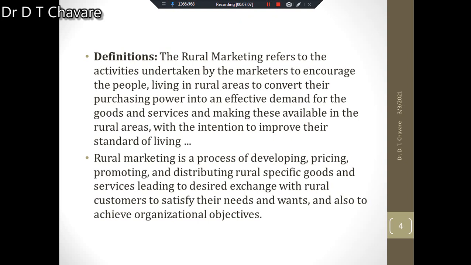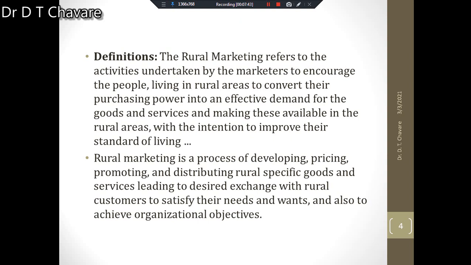First definition: rural marketing refers to the activities undertaken by the marketers to encourage the people living in rural areas to convert their purchasing power into an effective demand for goods and services, and making these available in rural areas with the intention to improve their standard of living. It means this definition also we have to understand.